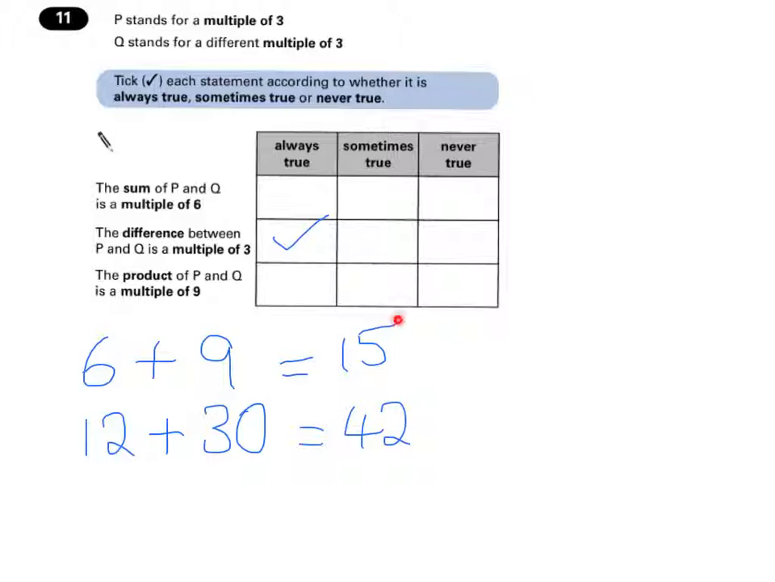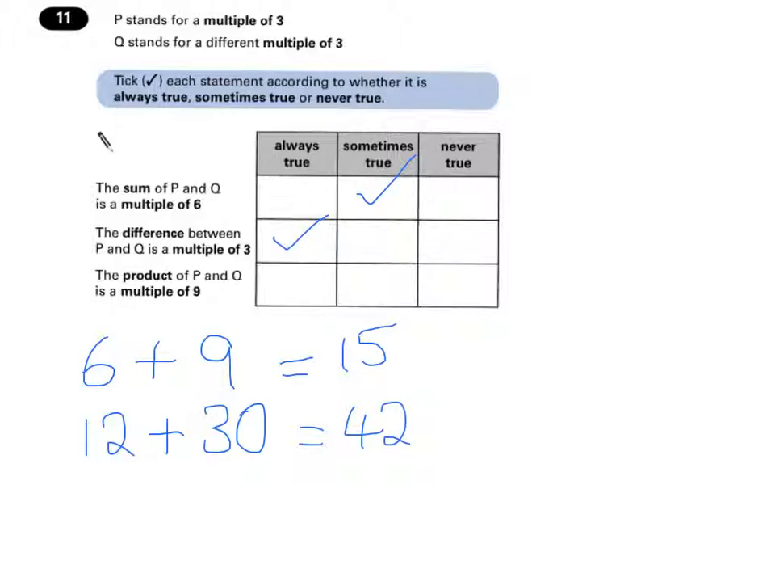So in one example it wasn't true. In another example it was true. So in the box we're going to say that this is sometimes true. Now, the last one is a little bit harder to understand. That's this one here, about the product of P and Q and whether it's a multiple of 9.